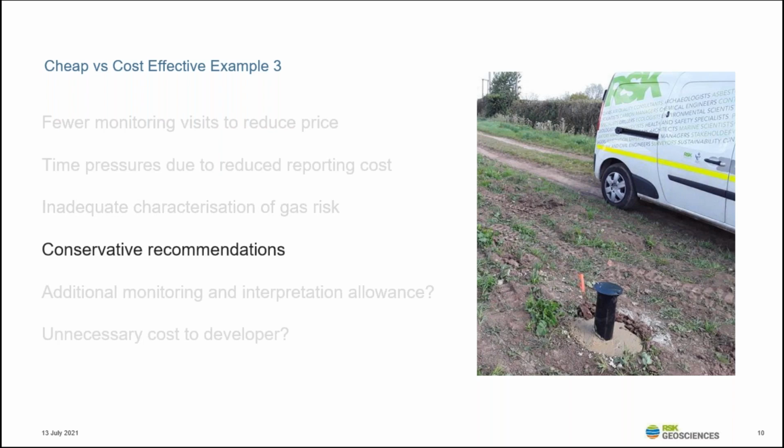Experience of this tells us that this will often lead to conservative recommendations, that overly conservative mitigating measures will be placed on this development, possibly as gas protection that may not be needed. So this may lead us to a need for additional monitoring or additional interpretation, and essentially there's almost a reworking of what's already been done. Or if that isn't undertaken, this could lead to an unnecessary cost to the developer, i.e. gas protection that isn't needed ultimately is installed. Again, is this cost effective? No.